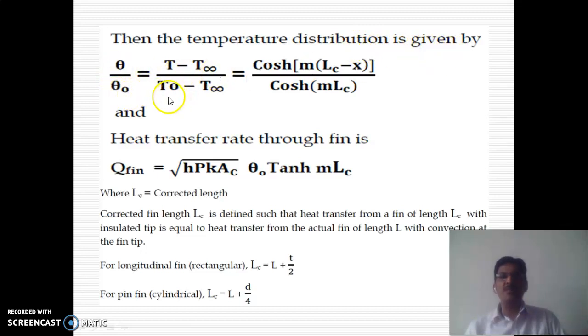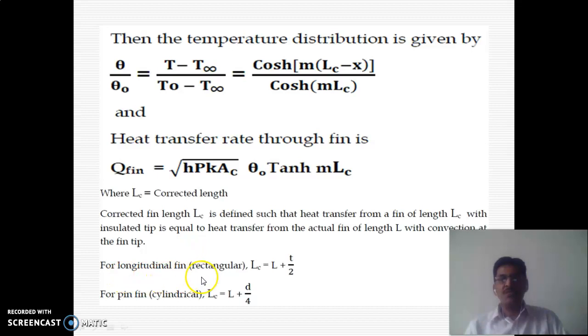theta by theta 0 is equal to (T minus T infinity) divided by (T0 minus T infinity) is equal to cosh m(Lc minus x) divided by cosh(mLc). And the heat transfer rate through the fin, Q fin, is equal to the square root of hPK times theta 0 times tanh(mLc), where this Lc is your corrected length. Corrected fin length Lc is defined such that heat transfer from a fin of length Lc with insulated tip is equal to heat transfer from the actual fin of length L with convection at the tip.